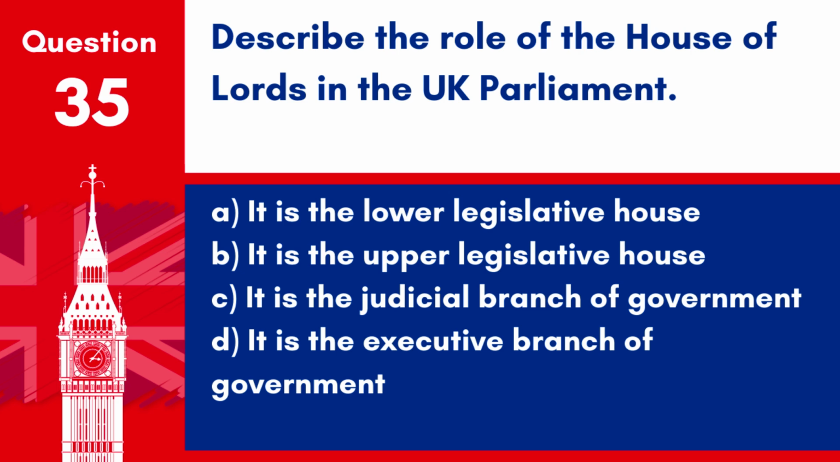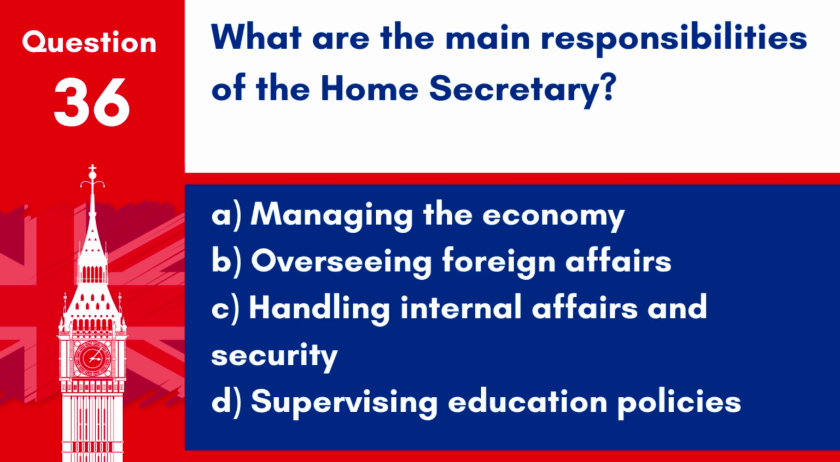Describe the role of the House of Lords in the UK Parliament. A. It is the lower legislative house. B. It is the upper legislative house. C. It is the judicial branch of government. D. It is the executive branch of government. Answer: B. It is the upper legislative house. The House of Lords is the upper house of the UK Parliament, playing a crucial role in reviewing and amending proposed legislation. Question 36.